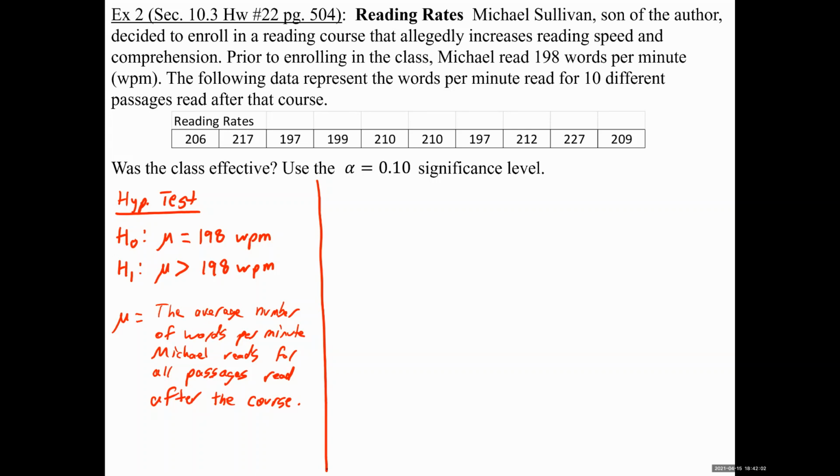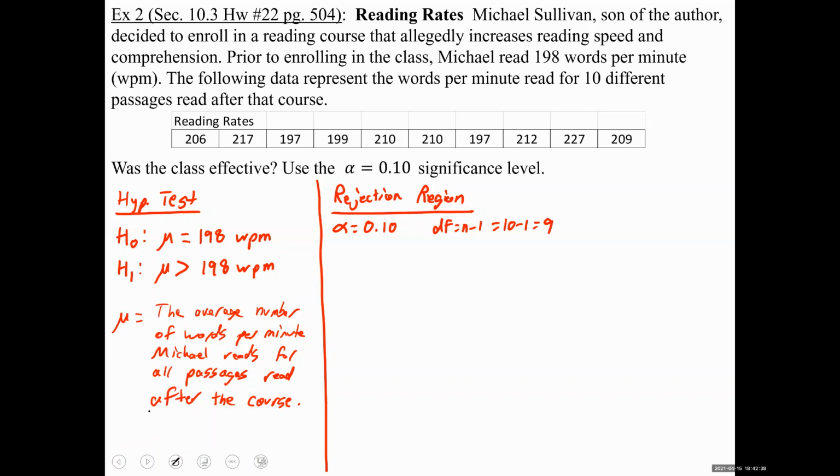Okay. The second step is you're going to find the rejection region. This is a picture letting me know when do you believe the king, when do you believe the peasant. You have to write down alpha, which in this problem is 0.10. And you got to write down the degrees of freedom. In this problem, he read 10 passages, and here's the data for those 10 passages. So n is 10. So degrees of freedom is 9.